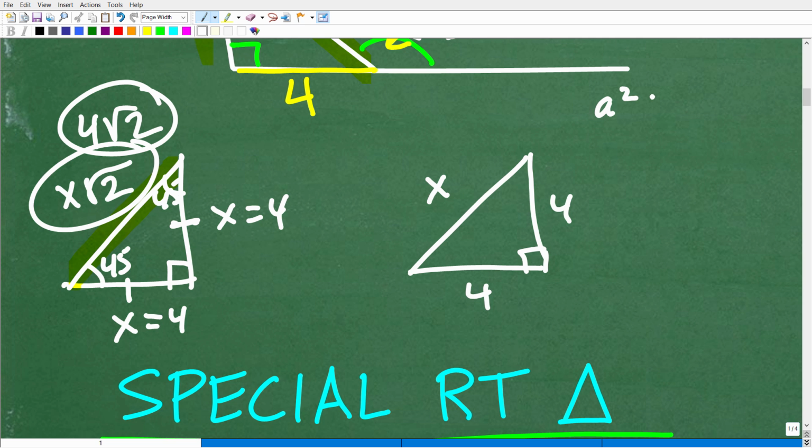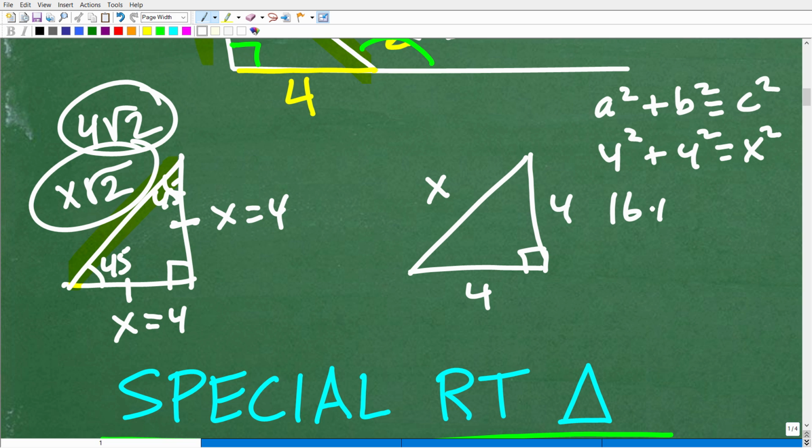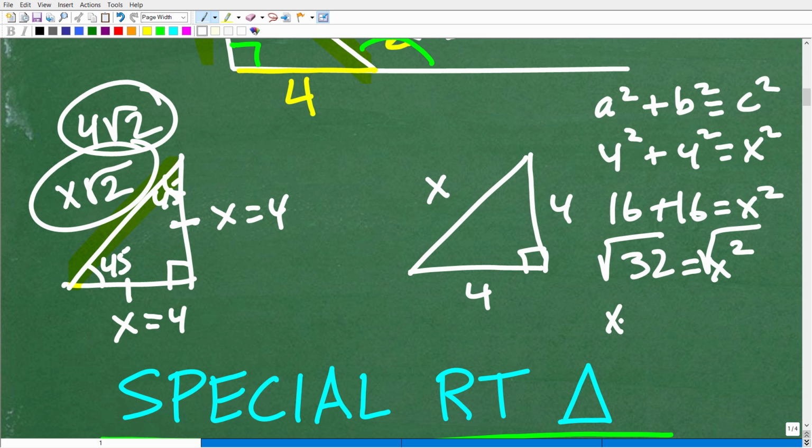So it's going to be a squared plus b squared is equal to c squared. So this would be 4 squared plus 4 squared is equal to c squared, or in this case, x squared. We're solving for x. So this would be 16 plus 16 is equal to x squared. This is 32 is equal to x squared. We'll take the square root of both sides, so x will be equal to the square root of 32.